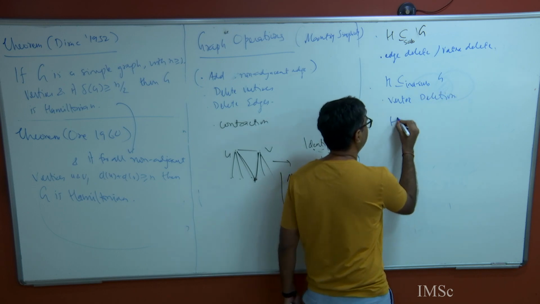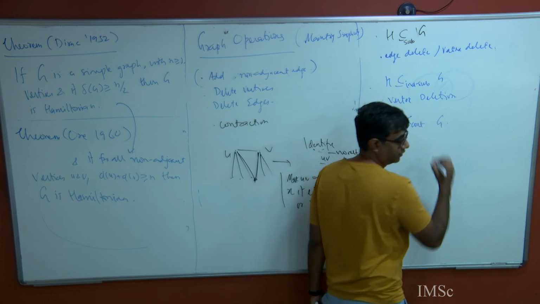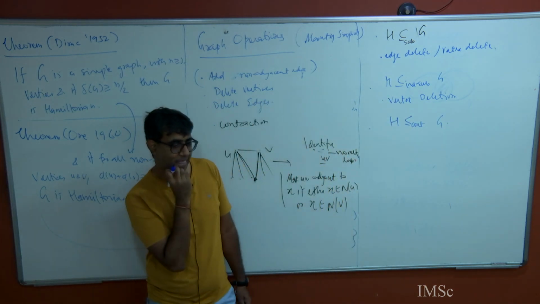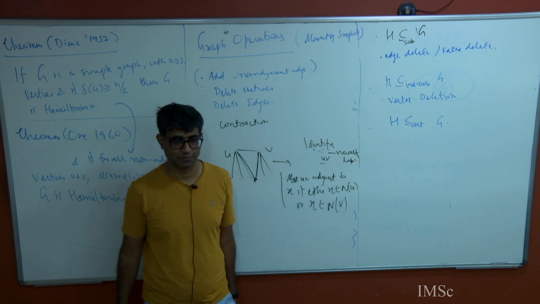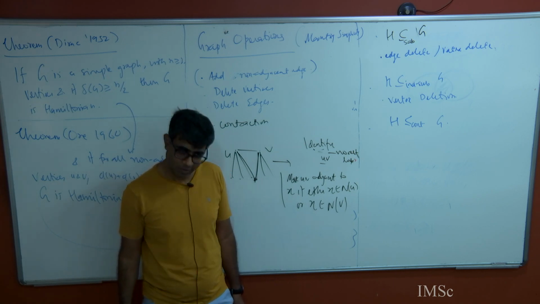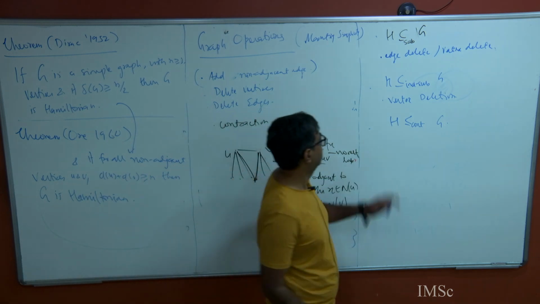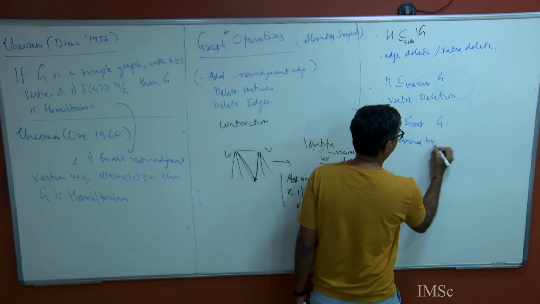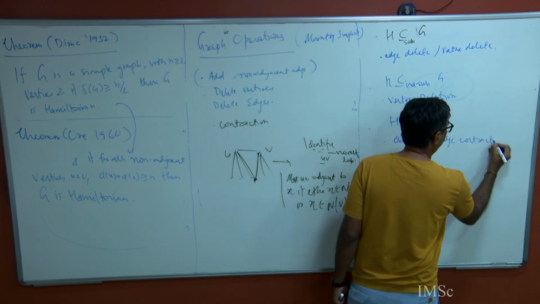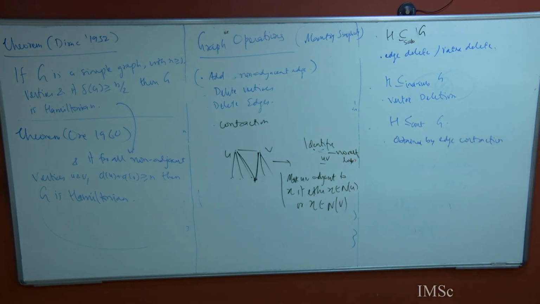And I want to say H is a contraction of G. What should I do? I want to define a new operation. I'm going to call that H is a contraction of G. H is obtained by edge contraction. Anything that you can obtain by edge contraction: if given an H and a G, I can apply some sequence of edge contraction operations and get to H, I'm then going to call that H is a contraction of G.